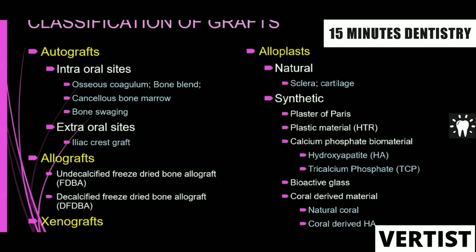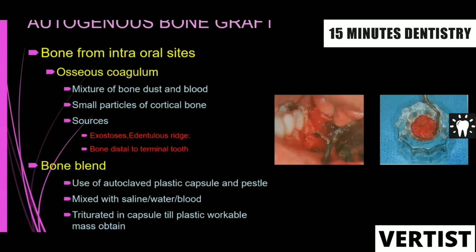Alloplasts are natural or synthetic. So synthetic ones are plaster of Paris, HTR material, the calcium phosphate materials, bioactive glass and the coral derived materials. These are again available in the market. So we'll go through them one by one in detail.